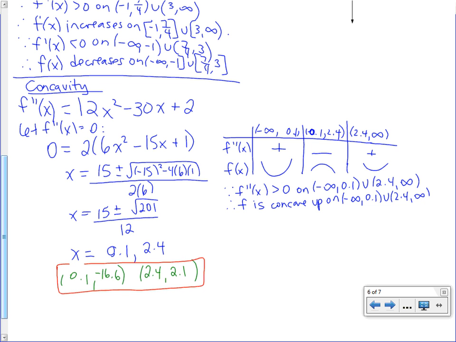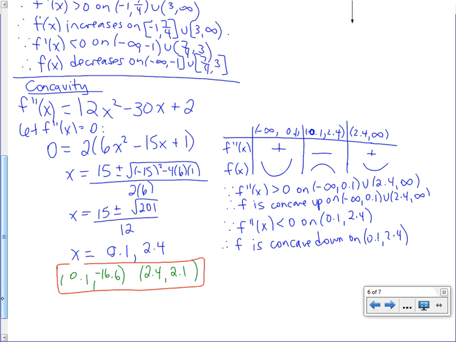Since f double prime of x is less than 0 on 0.1 to 2.4, therefore f is concave down on 0.1 to 2.4. And therefore, the points we put in the box, after much weeping and gnashing of teeth, we figured this out, that they are points of inflection because concavity does change at those two locations.